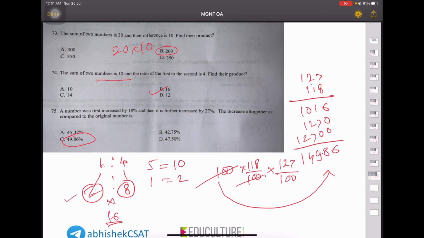49.86. So this was the paper for the Mahatma Gandhi National Fellowship exam, quantitative aptitude. Hope you get all the questions. If any problem, you can ask me here.